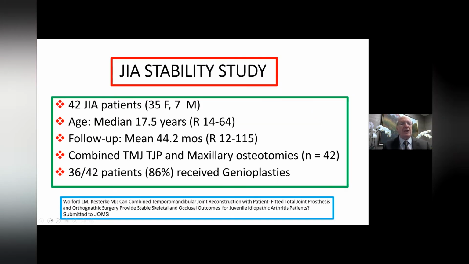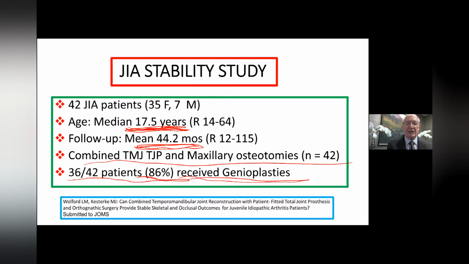So we have 42 patients in this particular study, predominantly females, because this disease process occurs more commonly in females. The median age was 17.5 years. So you can see we're operating on fairly young patients. The mean follow-up for this study was almost 4 years, and all the patients had combined temporomandibular joint reconstruction, mandibular advancement, and the maxillary osteotomies. And then most all the patients, 86% of them, had a genioplasty done at the same operation.